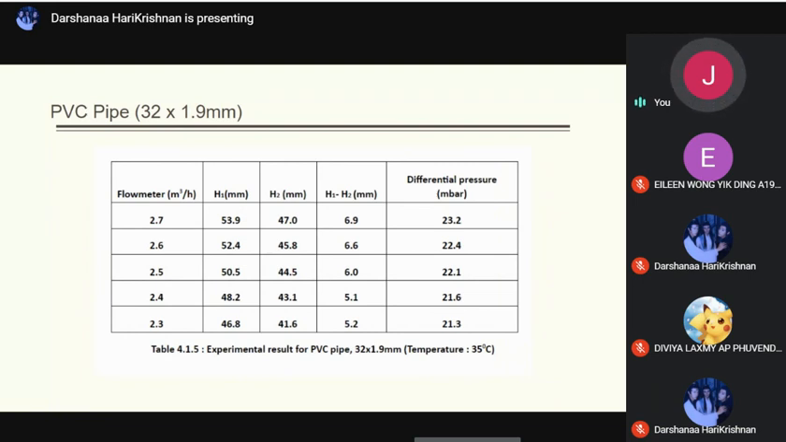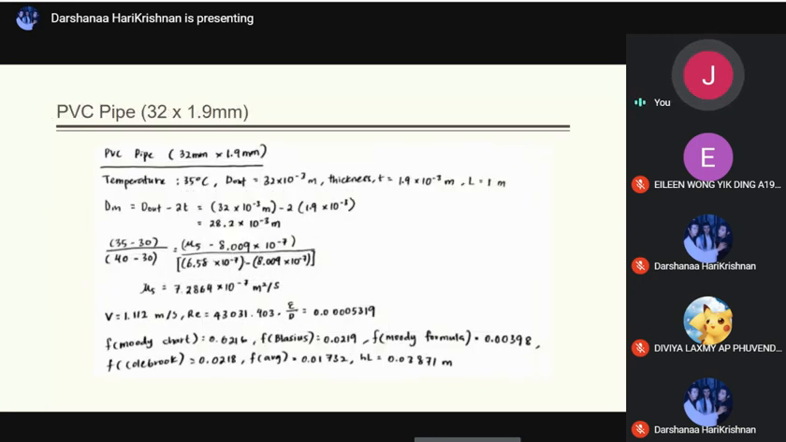Lastly, we have PVC pipe 32 times 1.9 millimeter. This is the experimental result for the temperature 35 degree Celsius. Next, from the calculation, in Moody chart we have 0.0216. Blasius we have 0.0219. Moody formula we have 0.00398. Colebrook we have 0.0218 and average 0.01732. The heat loss we have obtained from PVC pipe 32 times 1.9 millimeter is 0.03871 meter.